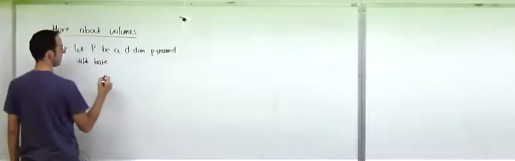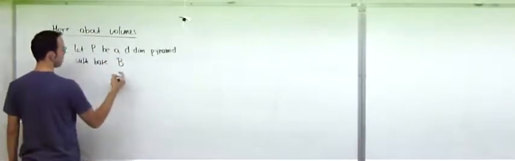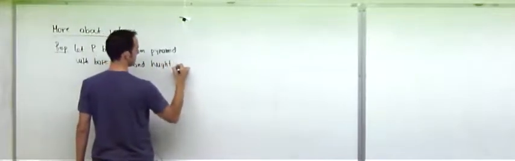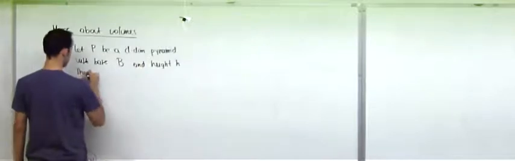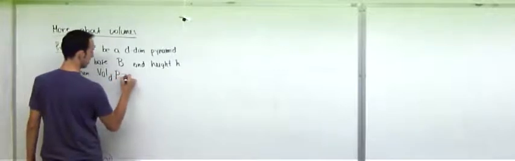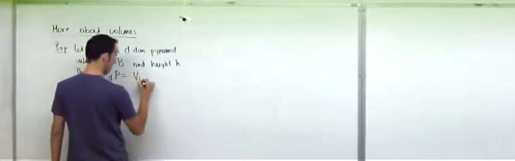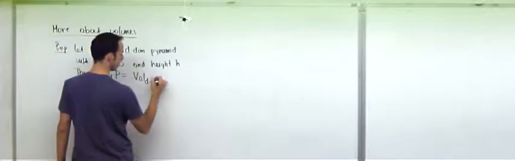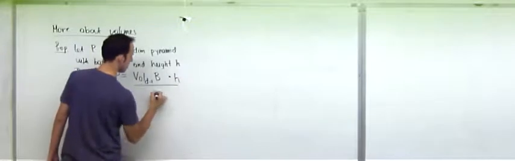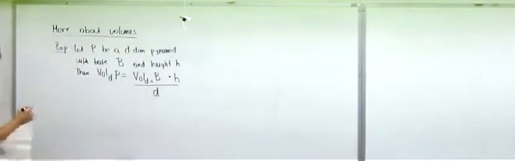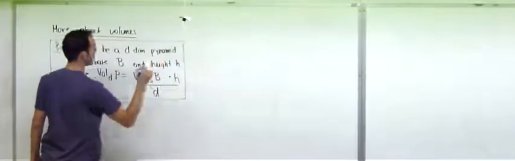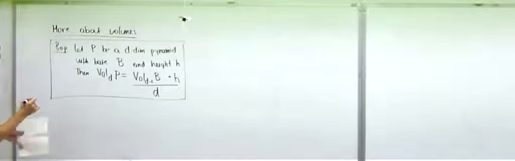Let's say that this pyramid has base B and height h. Then the volume of the pyramid, the d-dimensional volume of the pyramid, is equal to the volume of the base, but that's a d minus 1 dimensional volume, multiplied by the height and divided by the dimension. So let's prove this.